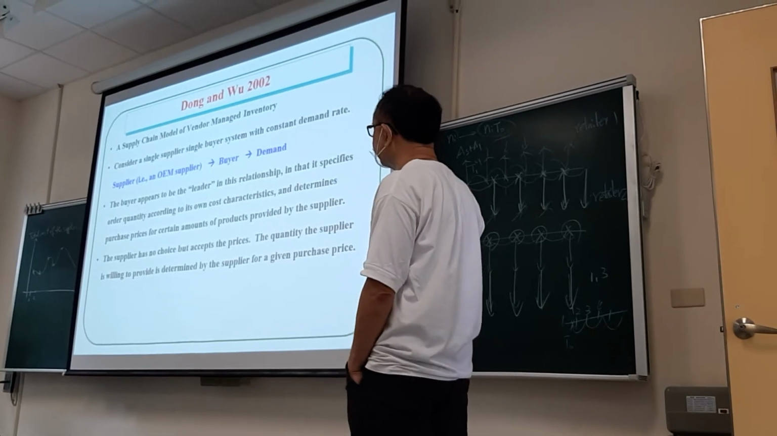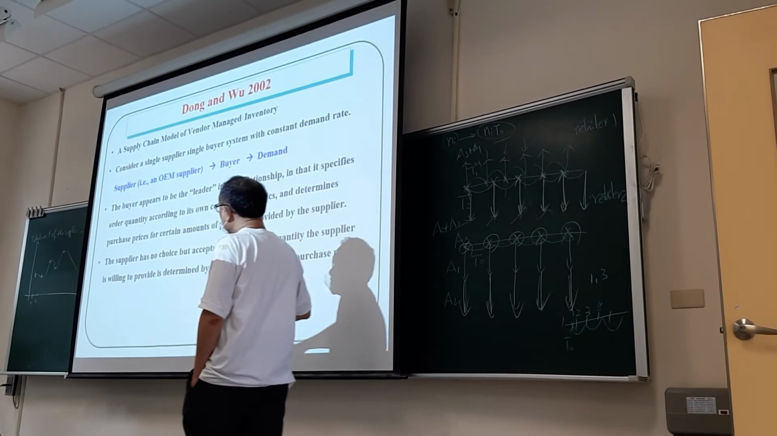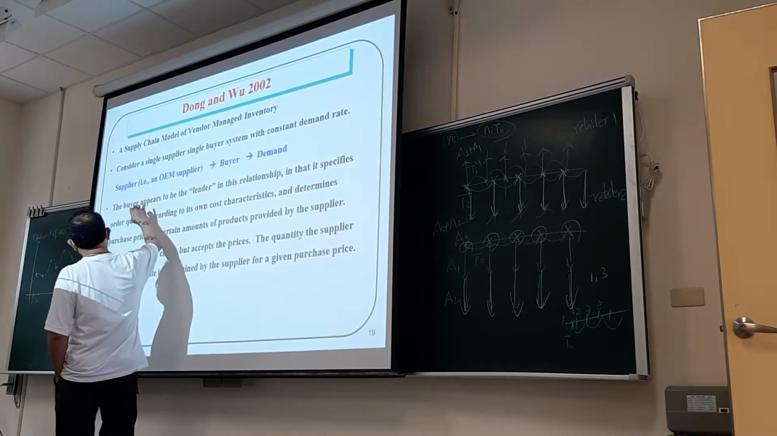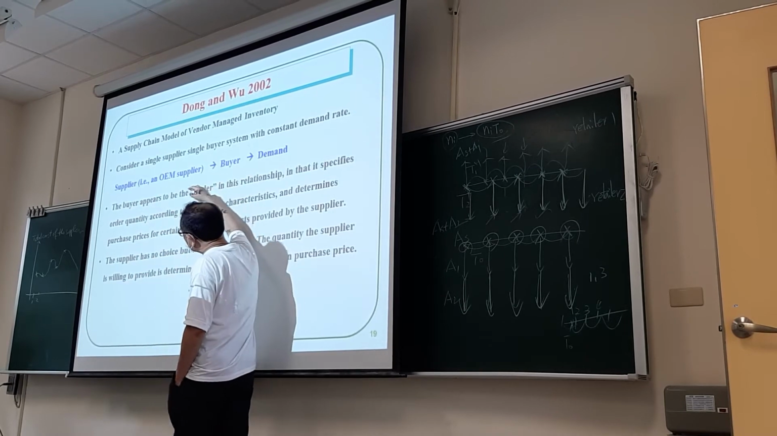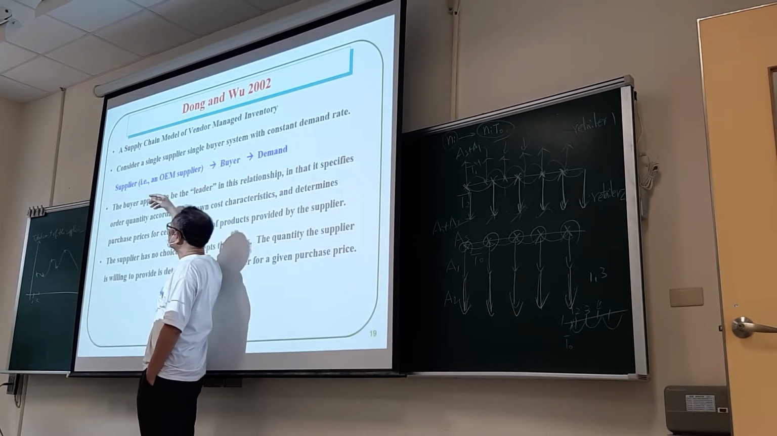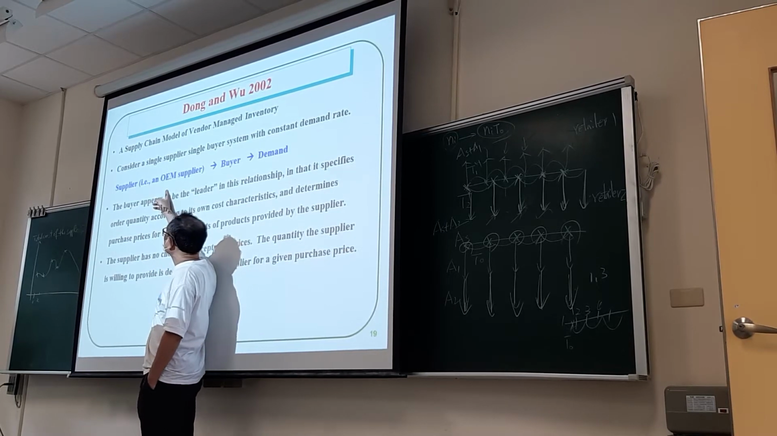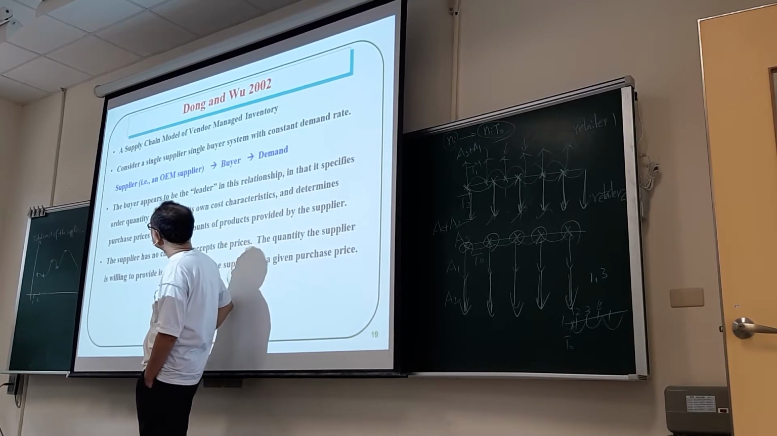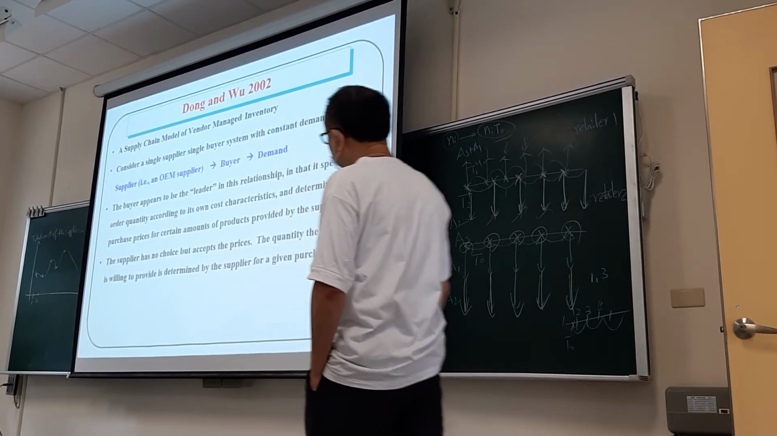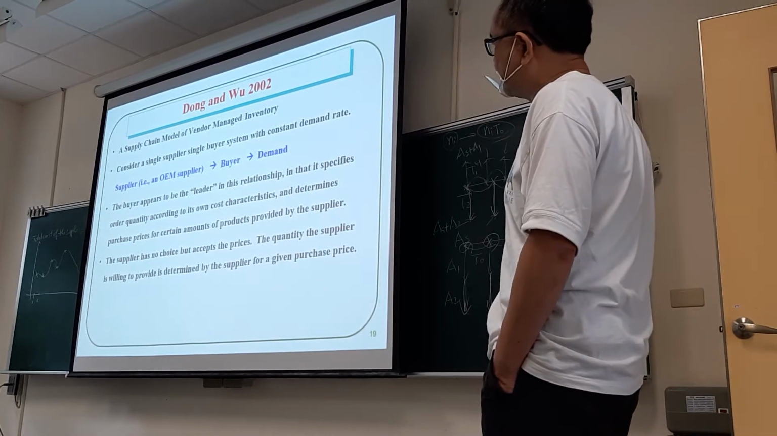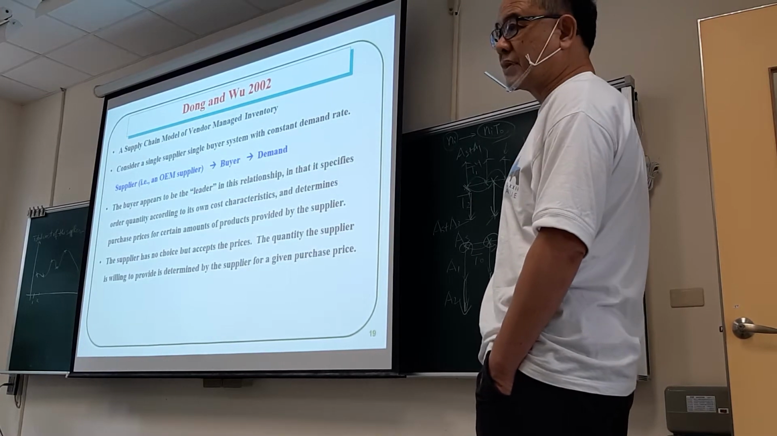Buyer system with constant demand rate. Only the single supplier, single buyer. However, the paper defines the supplier more like the OEM supplier. And why does the paper need to define the supplier as an OEM supplier? Because of the cost function.